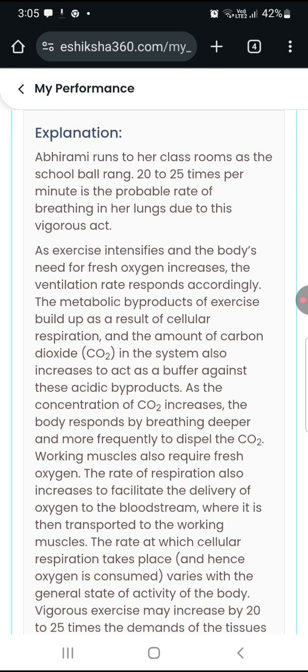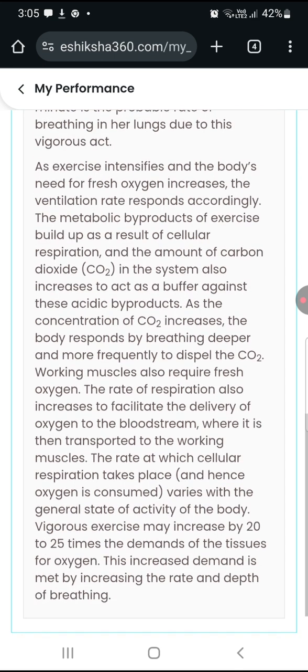Working muscles also require fresh oxygen. The rate of respiration also increases to facilitate the delivery of oxygen to the bloodstream, where it is then transported to the working muscles. The rate at which cellular respiration takes place and hence oxygen is consumed varies with the general state of activity of the body. Vigorous exercise may increase by 20 to 25 times the demand of the tissues for oxygen. This increased demand is met by increasing the rate and depth of breathing.